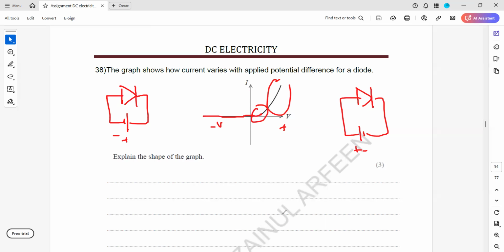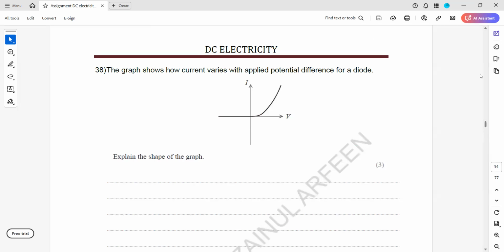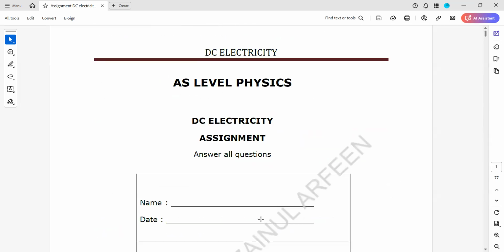Is it clear, this one? The question 38 about the IV graphs. So that is the last part. Any question or doubt related to the class?